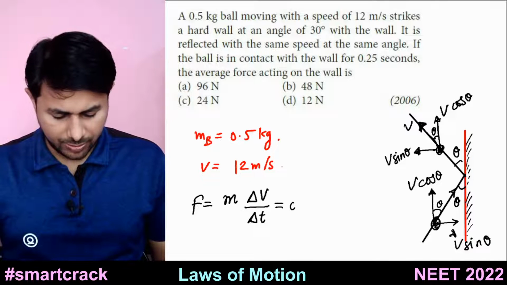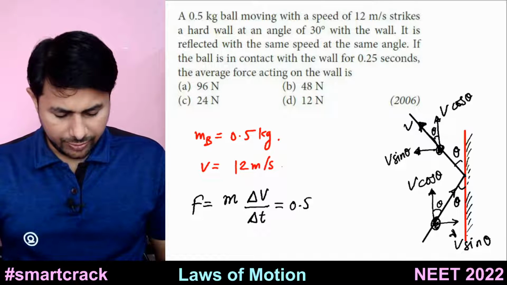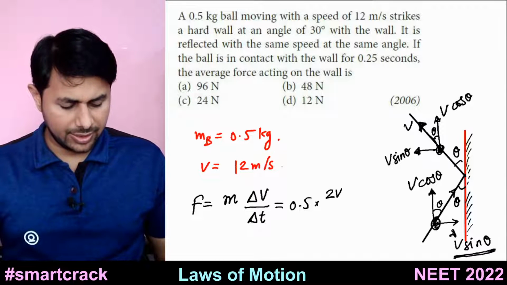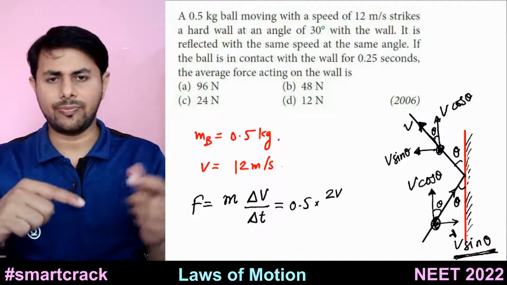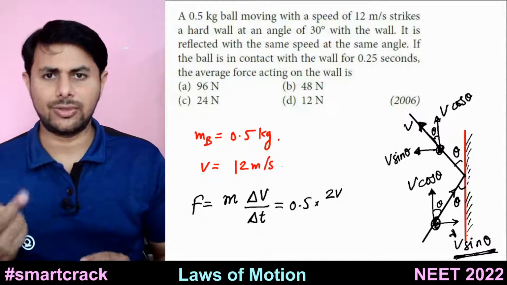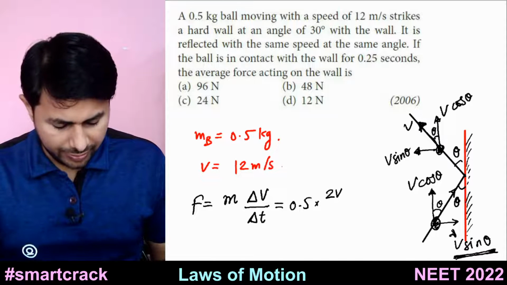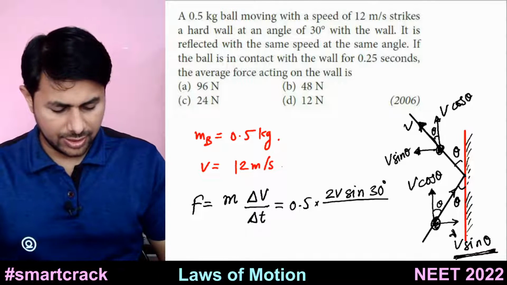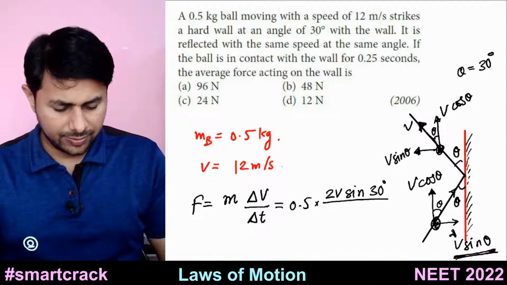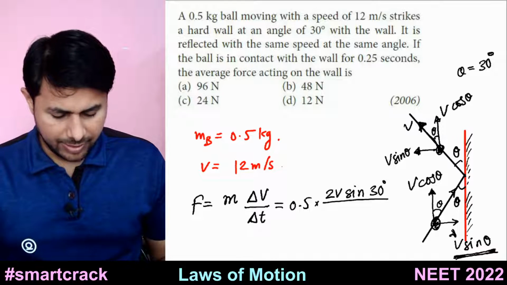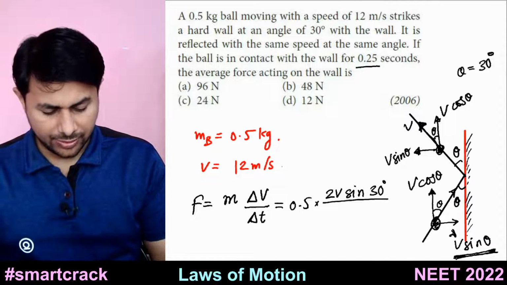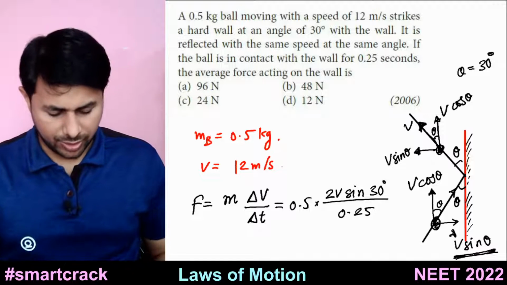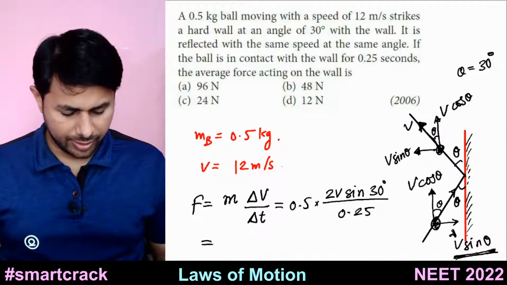So mass is 0.5 and how much is change? It is 2 times v into sine theta. V sine theta becomes minus v sine theta. So change is 2 times v sine theta. So 2v sine theta, and theta is how much? It's 30 degrees, divided by time. Time is 0.25 seconds. And we can substitute for v also, it is 12, okay.